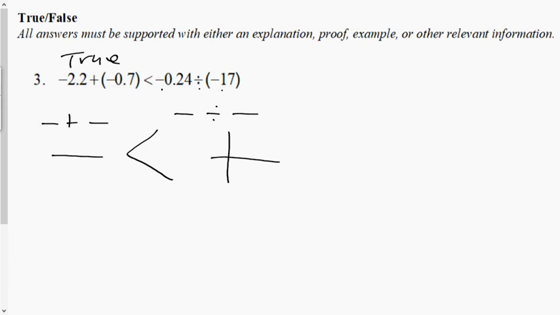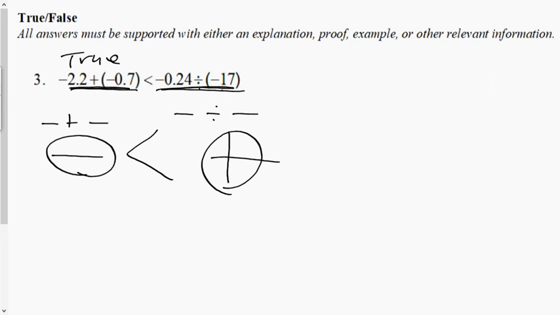And therefore, a positive will always be greater than a negative, and therefore our answer is true. It doesn't matter actually what the quotient is or what the answer to this is. We know it's going to be positive. And it doesn't matter what the answer to this is. We know it's going to be negative. And therefore, we can clearly say that a negative will always be less than a positive.